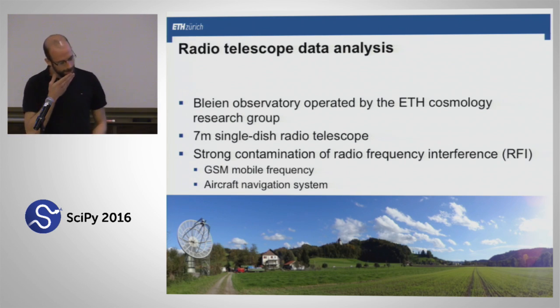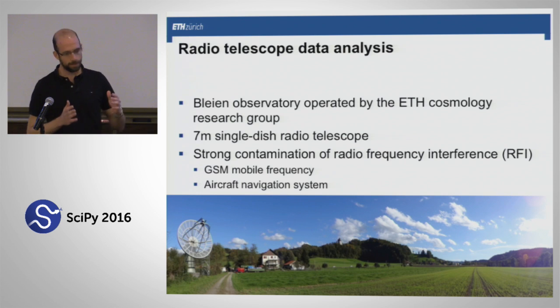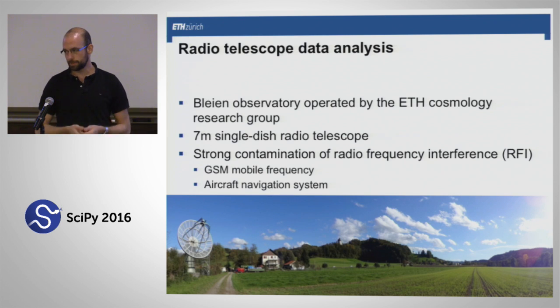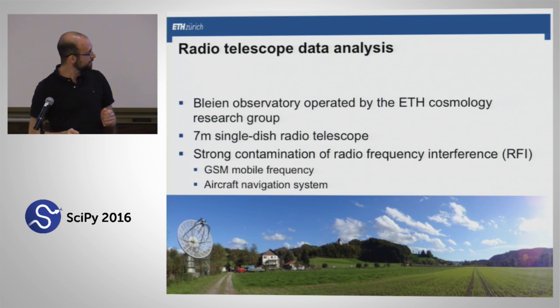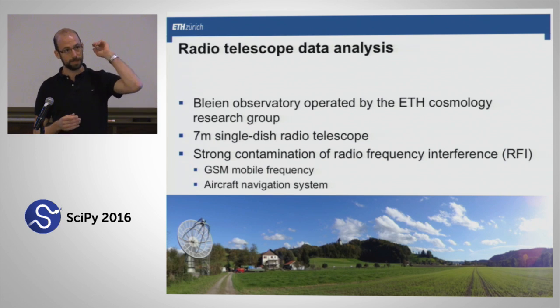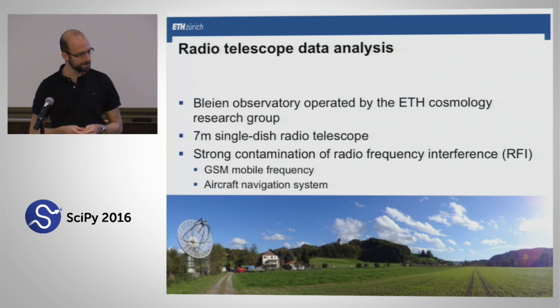from the sky. In our case, we're observing the sky in a particular band, and we suffer from contamination coming from GSM mobile, so your mobile phone and the antennas, of course. And much more severely, we are suffering from aircraft navigation and communication systems. So the aircraft are flying through our beam that we're recording, and it's interfering with our signal.